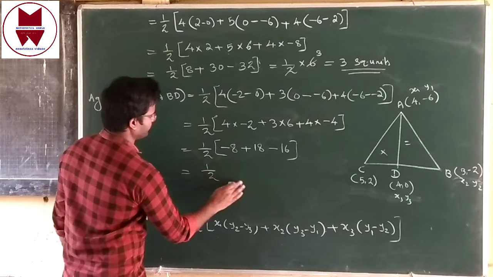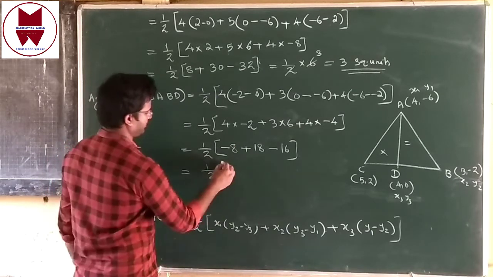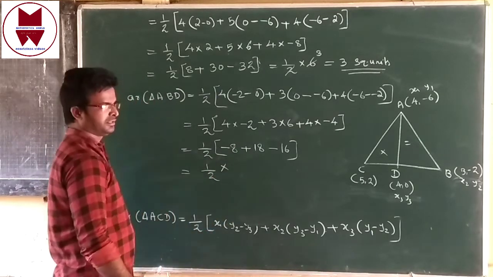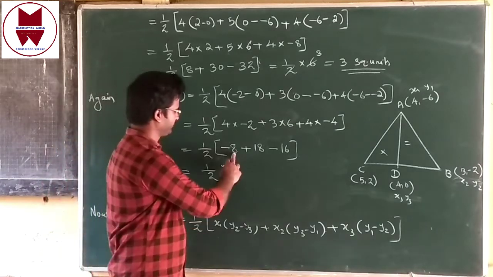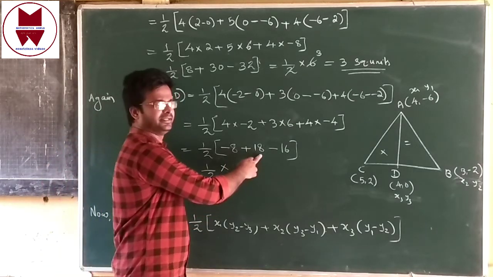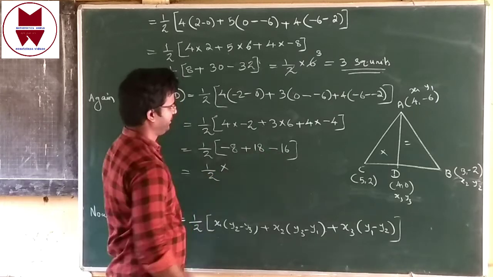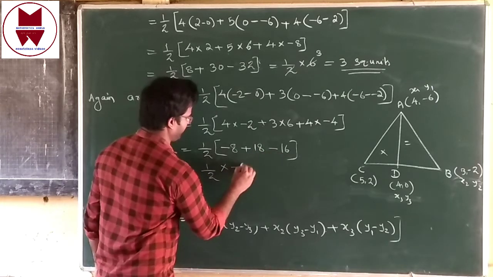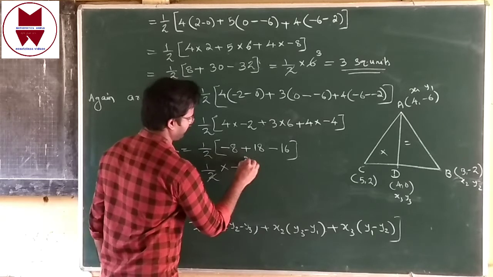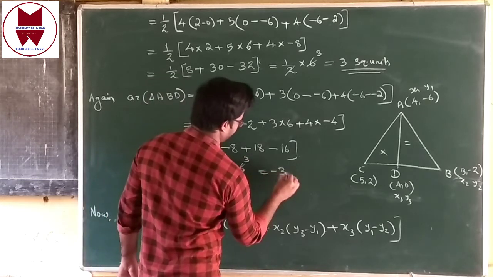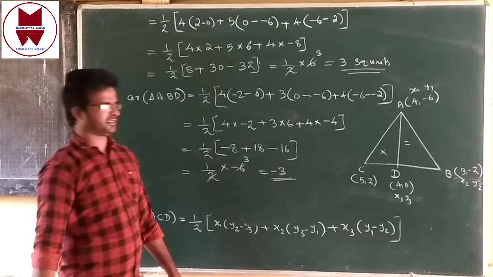1 by 2 into, in here what you will get? Minus 8 plus 18, that will be plus 10. Plus 10 minus 16 is minus 6. Cut it. You will get 3. Minus 3. We got answer minus 3.